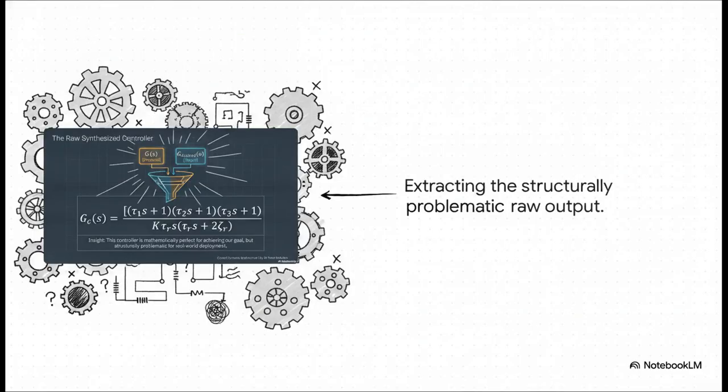If we feed our physical process model, G of S, and our defined target, G_desired of S, into our reverse-engineered equation, we get the raw synthesized controller G_C of S. Now, evaluating this reveals a massive catch. This expression is mathematically perfect for achieving our goal, but structurally, it's highly problematic for real-world deployment.